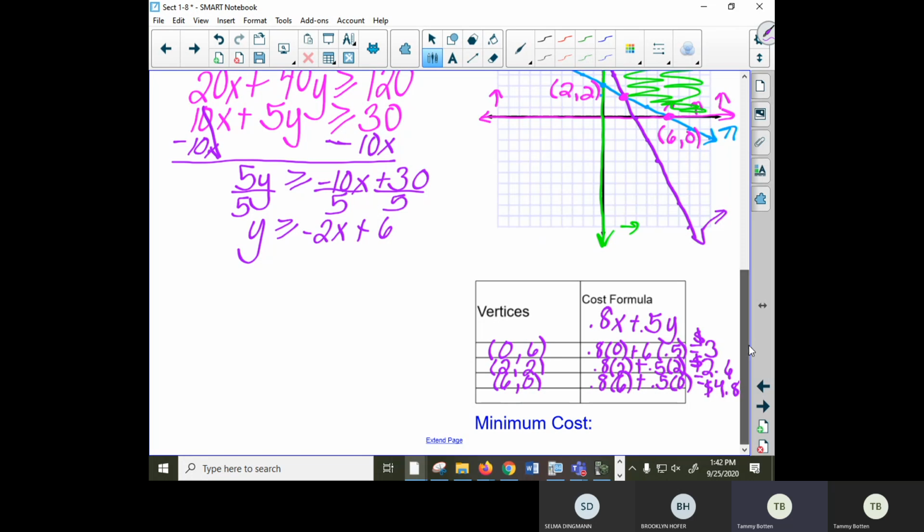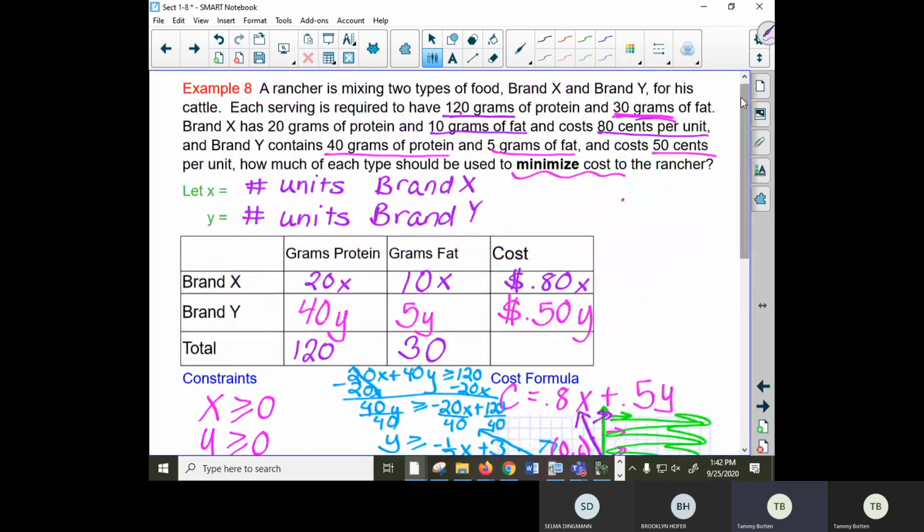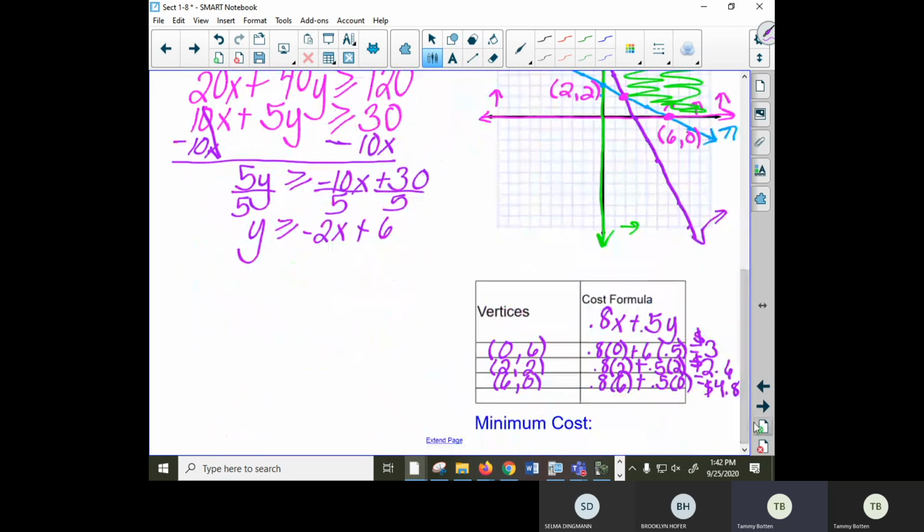Okay. If we look back at the problem, he wants to minimize his cost. Okay? This is the cost of those 3 options. We want the minimum one. So what did we pick? The $2.60, right?